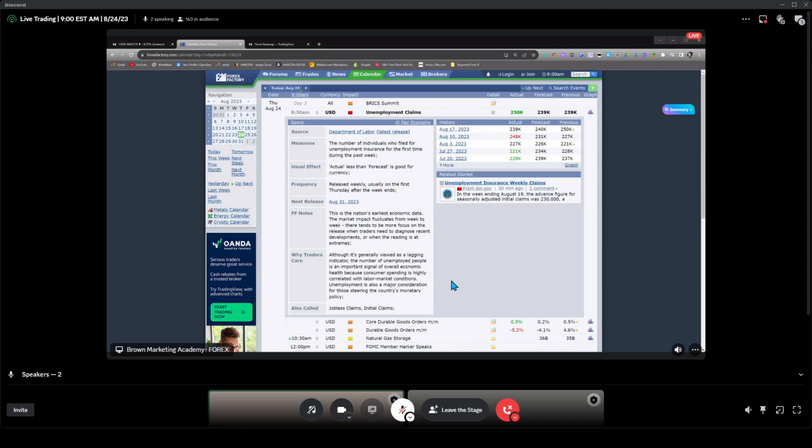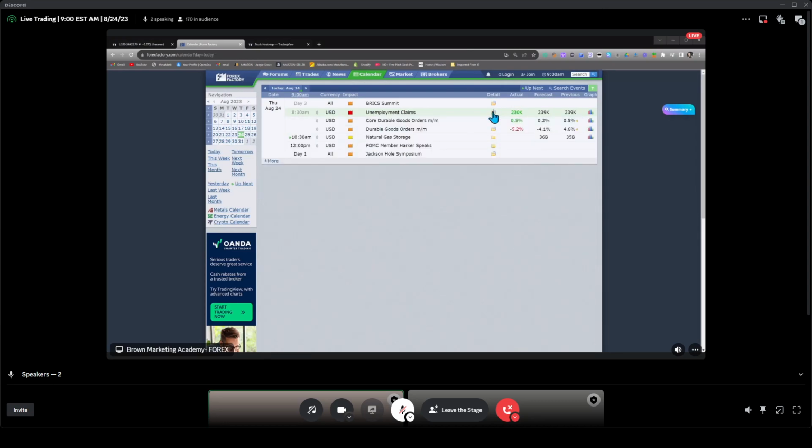If that number goes up, that is bad. Why? Because if more people are filing for unemployment, that means people aren't making money. That means people aren't spending money. That means the economy is not doing too well. In this case, it came out at 8:30 a.m. The news was positive. So the previous number was 239,000. That number went down to 230,000. So that's good for the economy. That's a bullish indicator.